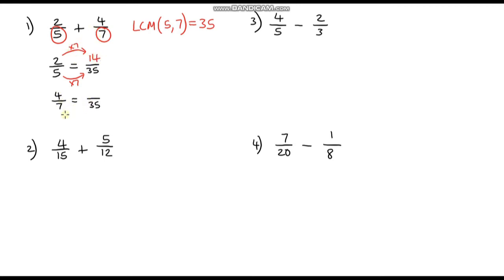Let's do the same with 4/7, to go from 7 to 35. Here I'm multiplying by 5. Let's do the same to the numerator.